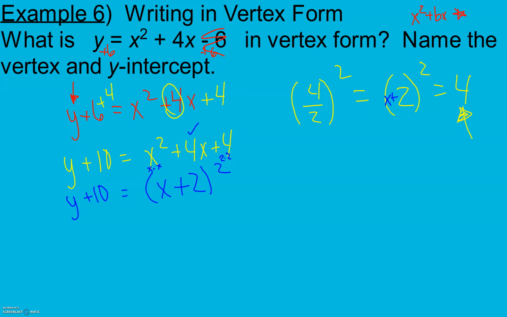Now the only difference here is instead of solving this for x, we're putting it in vertex form, which remember is y equals a times (x minus h) squared plus k. So I'm still going to set it equal to y by subtracting a 10.